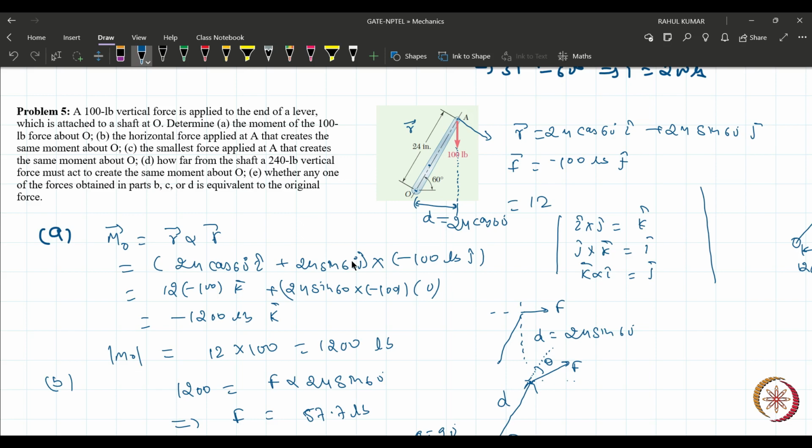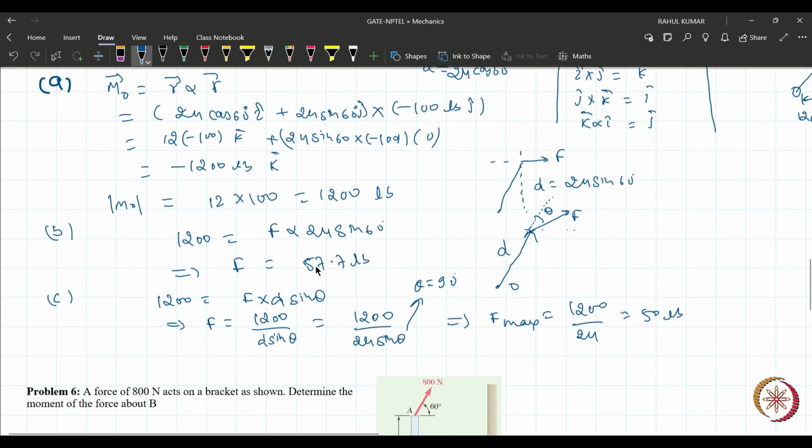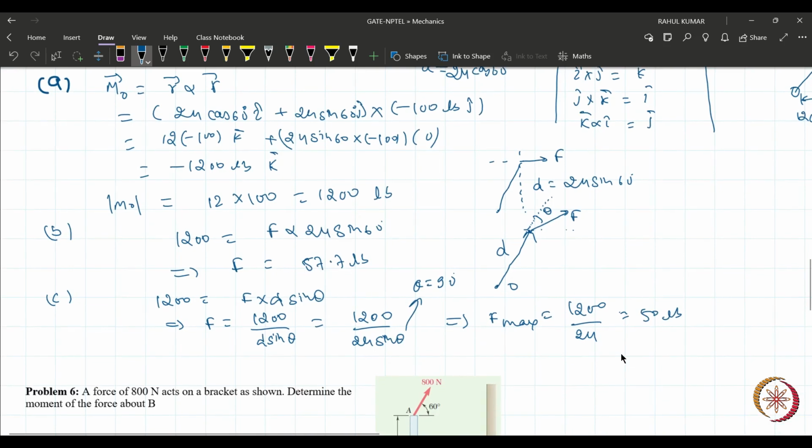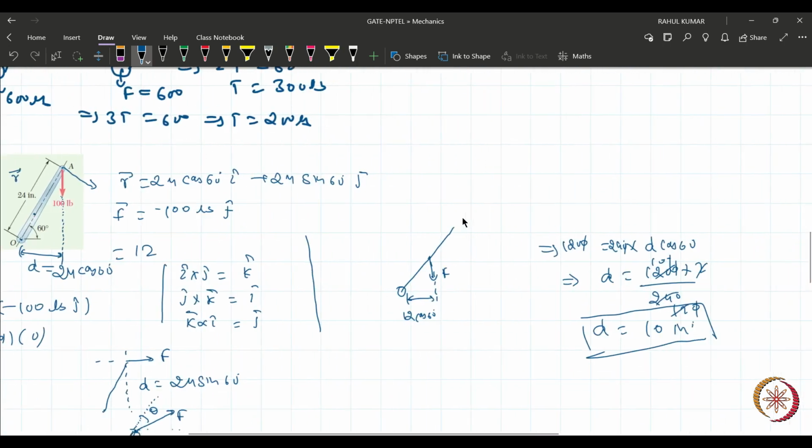I mean, in all these situations, are you getting the same forces and moment about point O on this member? In every situation we are solving for the same moment, but we are getting different forces. Here we are getting 57.7 lb. Here we are getting 50 lb.